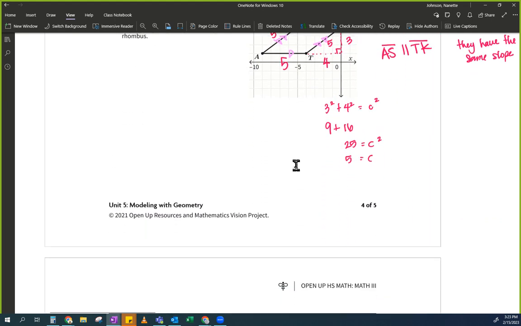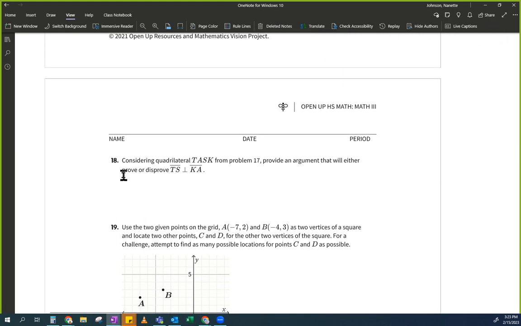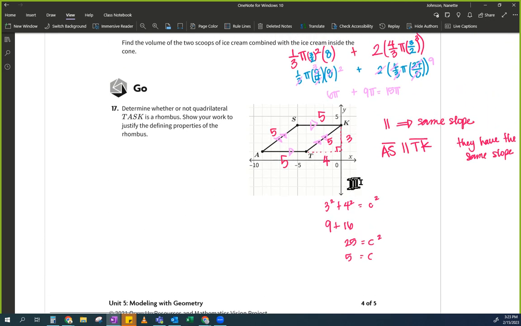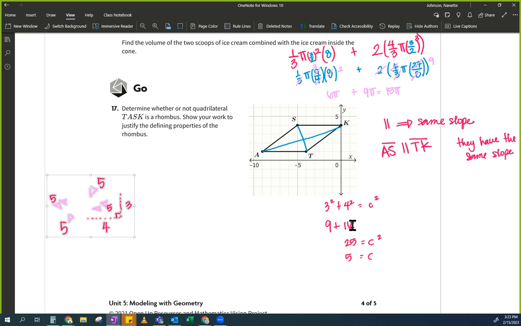So the next thing that I want to do is number 18, which is the question that you guys actually asked. It says, consider the quadrilateral task in problem 17. Provide an argument that will either prove or disprove that TS is perpendicular to KA. I'm going to move all of this stuff that I drew on here, so I just have more room to write on here.